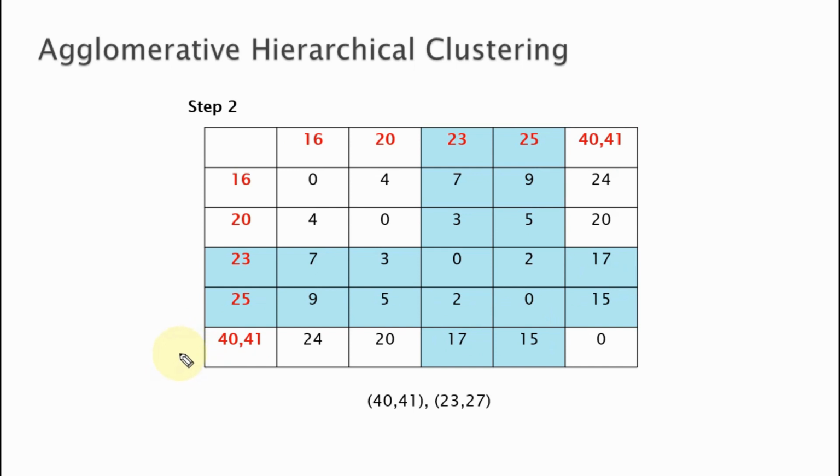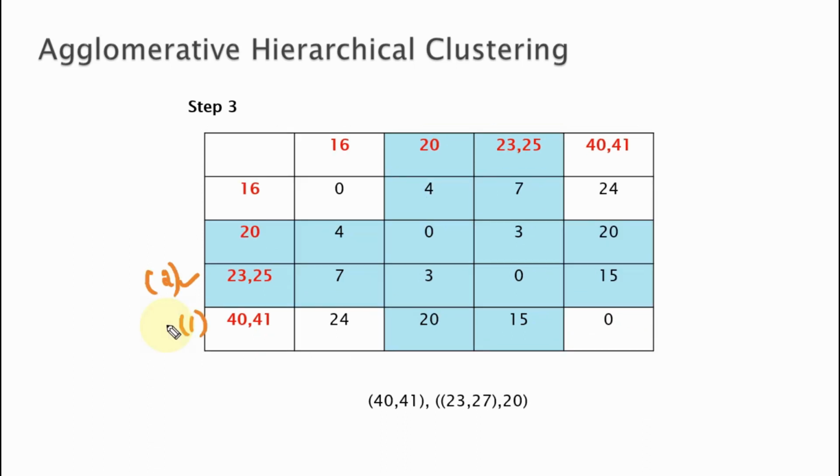As you can see here, we have merged 40 and 41 and the minimum distance is written here. Now again we have to find the minimum distance. So now you can see here the minimum is 2. I have highlighted the rows and the columns where 2 is coming. This 2 is coming at 23 and 25. So now we will combine 23 and 25. And the minimum distances which we will use will be 7, 3, again 0 and 15. Then we have combined 23 and 25.